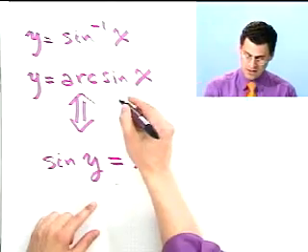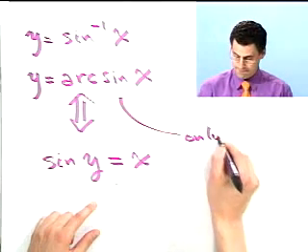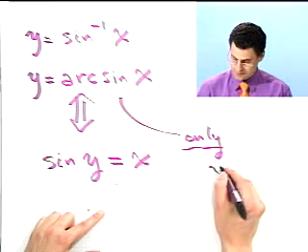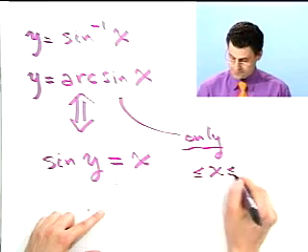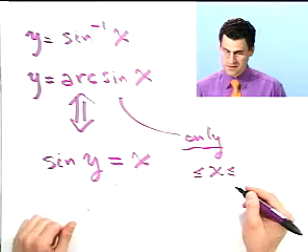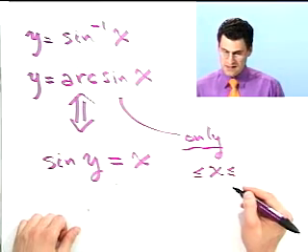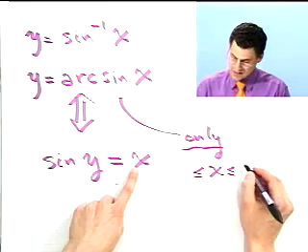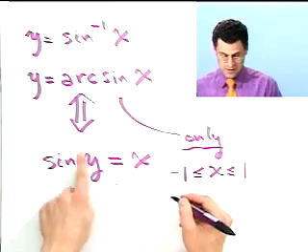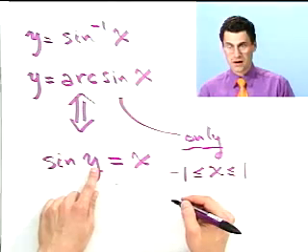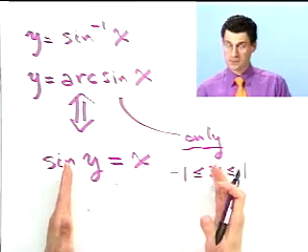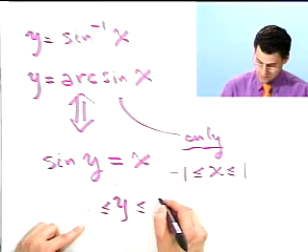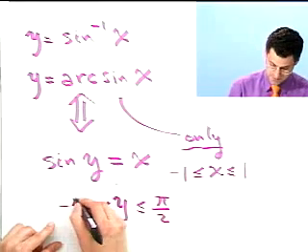But this is only defined for x between what and what? Well, between two values. What's the biggest it could be? Well, it's between, of course, 1 and minus 1. But here, the y can only range from minus pi over 2 to pi over 2.